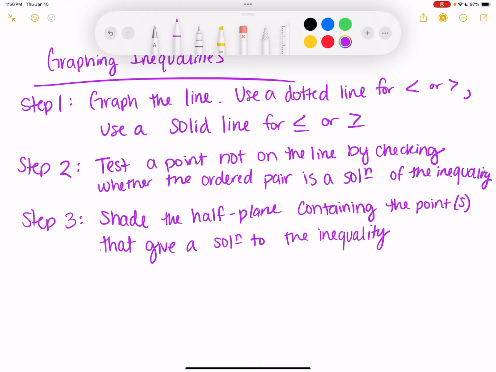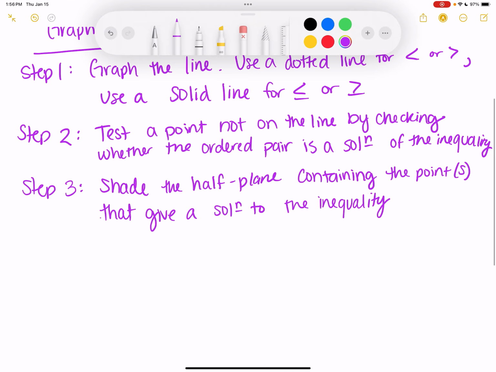Exactly. All right, we're going to go ahead and do the first problems. Tell whether the ordered pair is a solution of the inequality. So we aren't graphing on these ones. These ones we're just plugging it in.